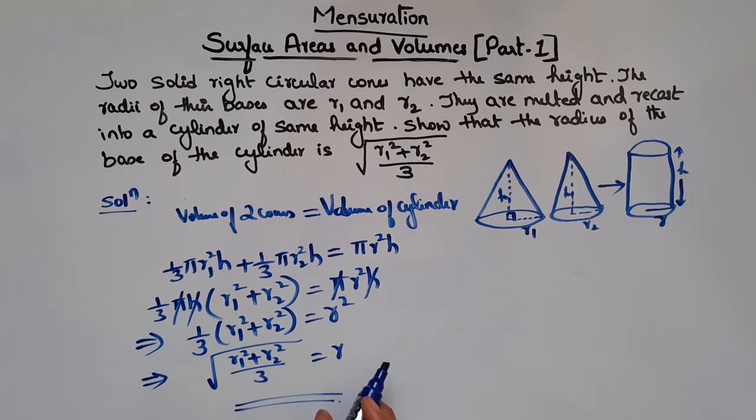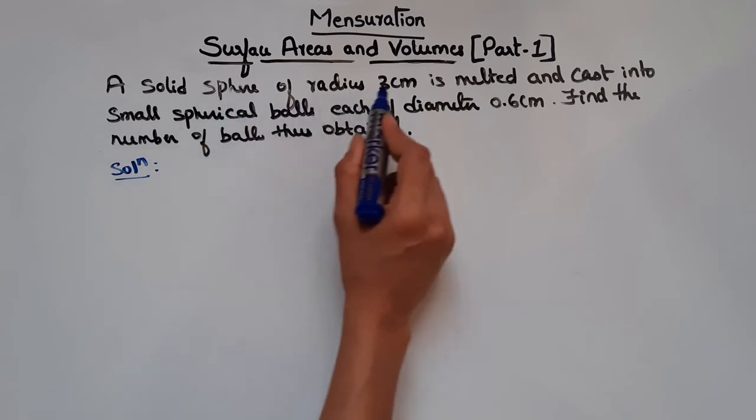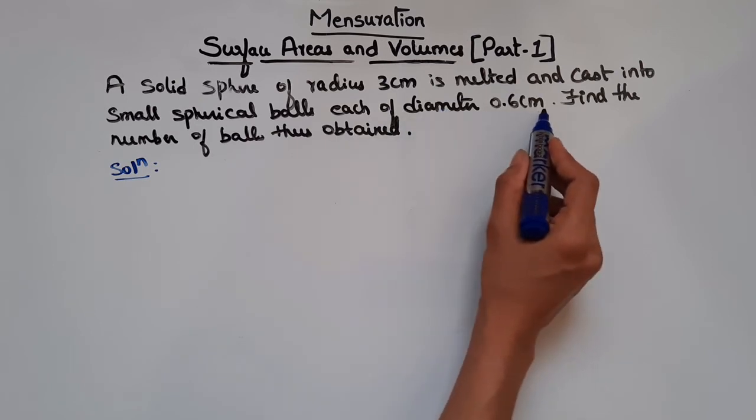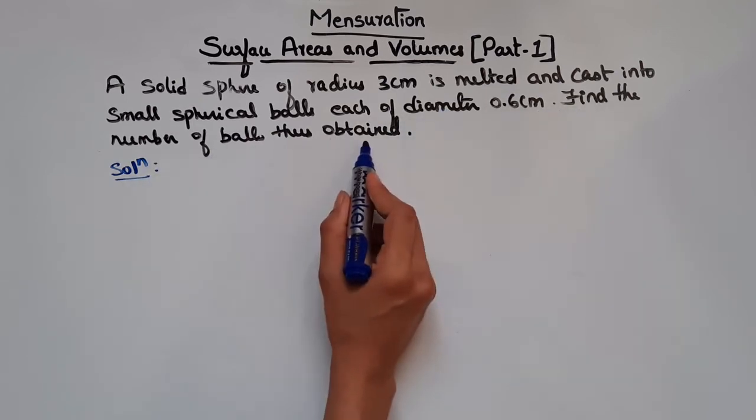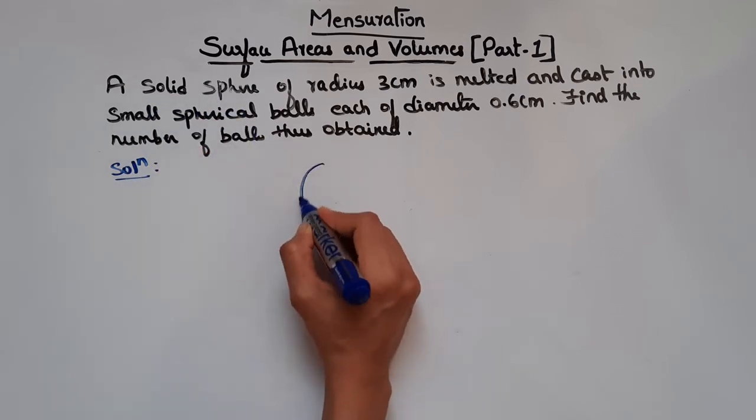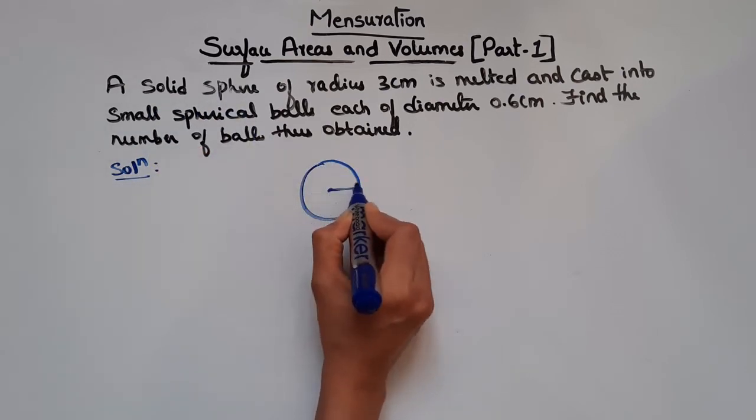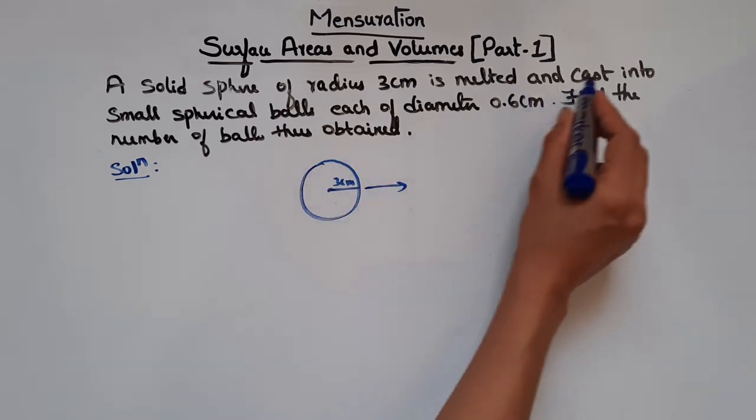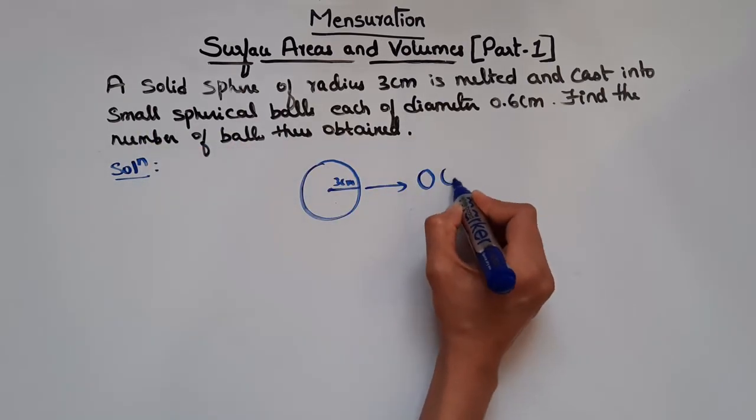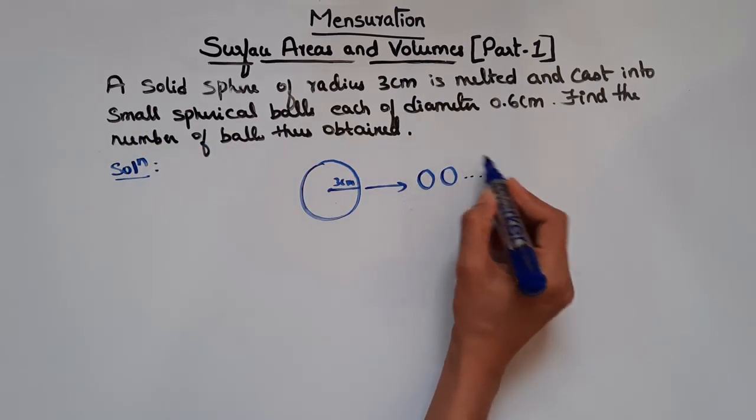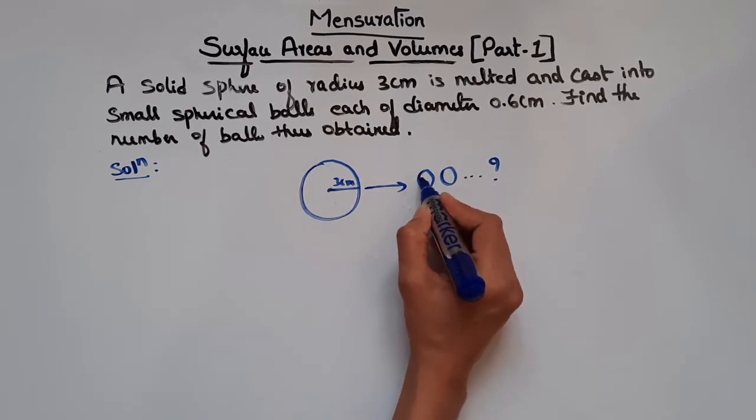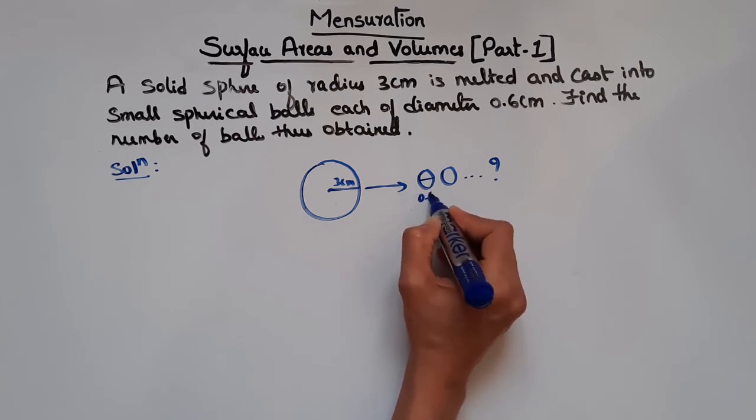Now let's see one last problem, but before that pause the video and note this down. So now let's see this last problem. A solid sphere of radius 3 cm is melted and cast into small spherical balls, each of diameter 0.6 cm. Find the number of balls thus obtained. So we have a solid sphere of radius 3 cm. This solid sphere is melted to cast into small spherical balls. So we have to find how many spherical balls are formed by melting this solid sphere. These spherical balls are of diameter 0.6 cm.